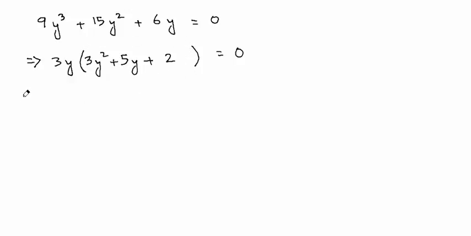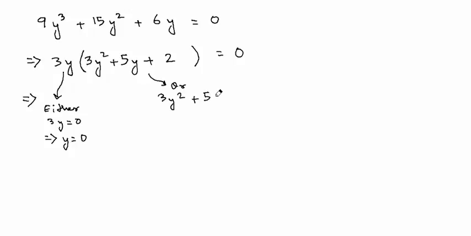Therefore, in the next step, we can say that either 3y is 0. Well, 3 is not 0. So either 3y is equal to 0, which means y can be equal to 0. Yes, that's a possibility. If y is 0, then all these three terms are equal to 0. If you add them up, 0 plus 0 plus 0, you get a 0. Or, now the or scenario gives you a quadratic equation. Or, 3y squared plus 5y plus 2 is equal to 0.